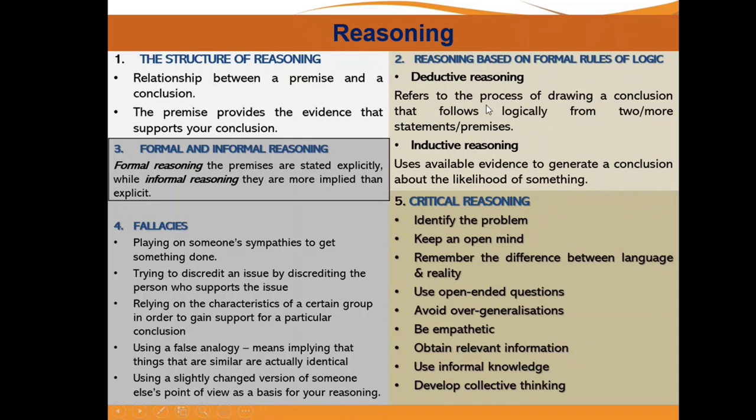Then inductive reasoning. Inductive reasoning, they say, uses available evidence to generate a conclusion about the likelihood that something will happen. Same reasoning as this. You are saying it will rain tonight. Why are you saying it will rain tonight? Because I can see it's cloudy. It's cloudy, chances are it's going to rain. So normally you associate cloudy and changing of weather. Chances it will rain. They say it uses available evidence to generate a conclusion about the likelihood of something to happen, meaning it might happen, it might not happen due to the likelihood. When it's cloudy, it's highly likely that it will rain. Inductive reasoning.